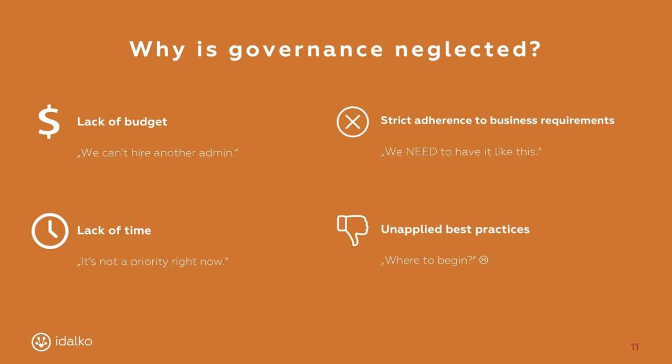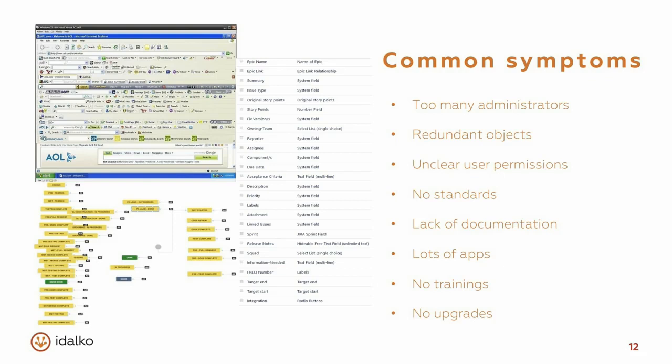To be more concrete, again, these are some of the most common symptoms of a lack of governance, ranging from too many administrators setting up the instance, redundant custom fields, statuses, issue types, add-ons, apps, you name it, no documentation, no standards on what the users can expect, no trainings, no upgrades. I think we all saw a few of these.